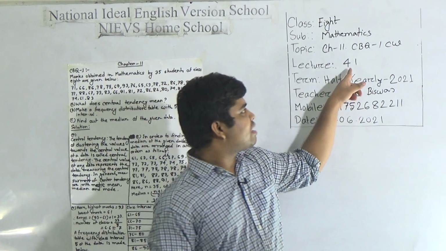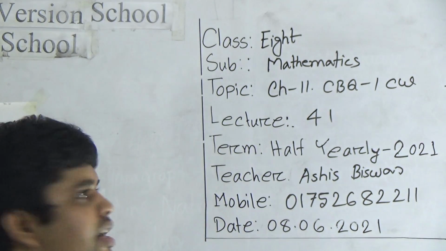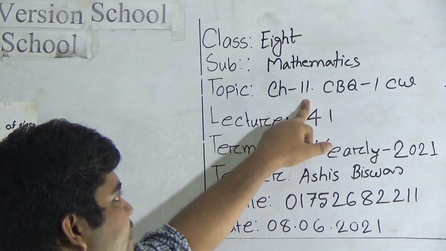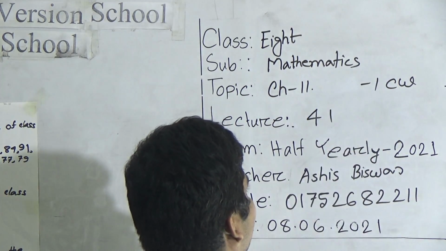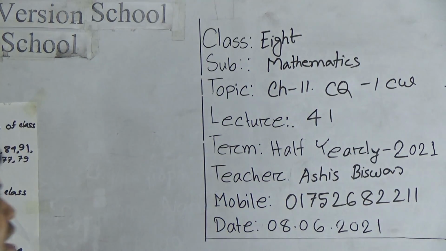Today is our lecture number 41 of the half yearly exam, and there is no SW today. My dear student, today's topic is chapter 11, CQ-1. Not CBQ, it will be CQ. Creative question 1 will be solved as your CW in our class. So, let us start our class.